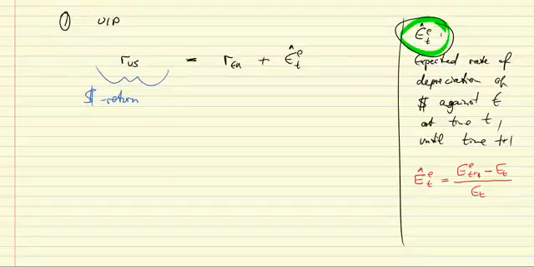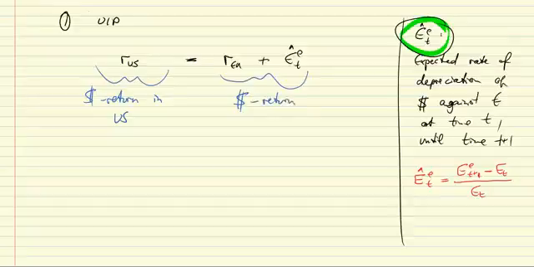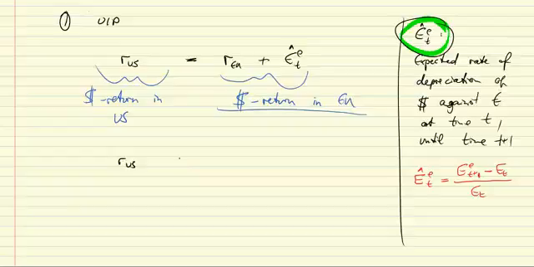Let me write it like that: dollar return in the US, and on the right hand side we have the dollar return in the EU. So the sum of the interest rate in Europe plus the expected depreciation is the expected dollar return on the euro investment. So quickly the restatement here: what if this interest rate is larger than the sum of these two terms?